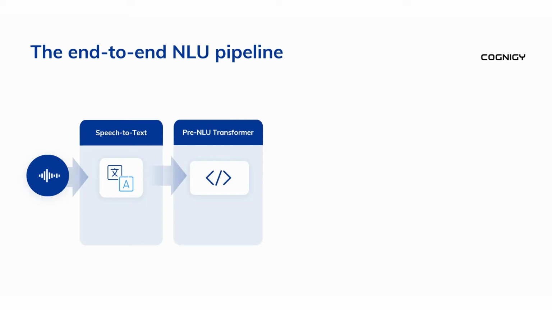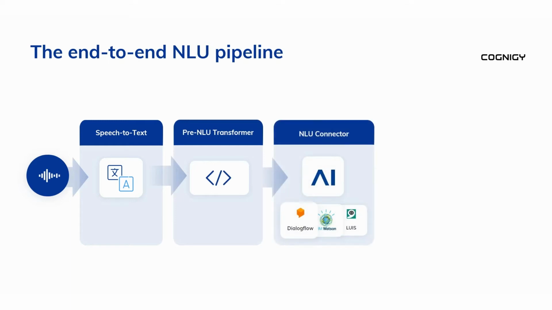The pre-NLU transformer is a hook, a script that you can use, where you can, for example, clean up data. This is then being sent to the actual NLU connector. We call it the NLU connector because in Cognigy, you can use Cognigy's NLU, the topic of this webinar, but you're free to use any other NLU technology that you like. We have pre-built connectors for NLU engines like Dialogflow, IBM Watson Assistant, and Microsoft LUIS, and you can also build your own NLU connector.